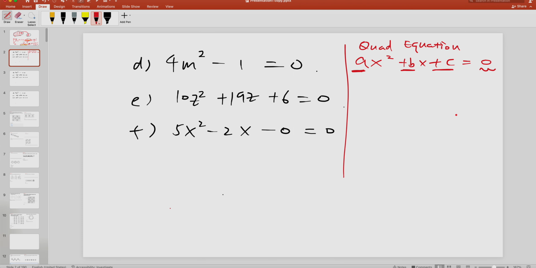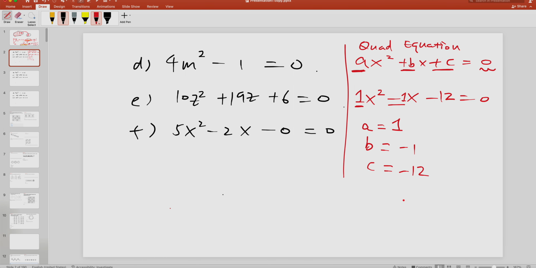Okay? So if you give me the first question, part A: x squared minus x minus 12 equals 0, right? In this case, your a is equal to 1, your b is equal to negative 1, and your c is negative 12.